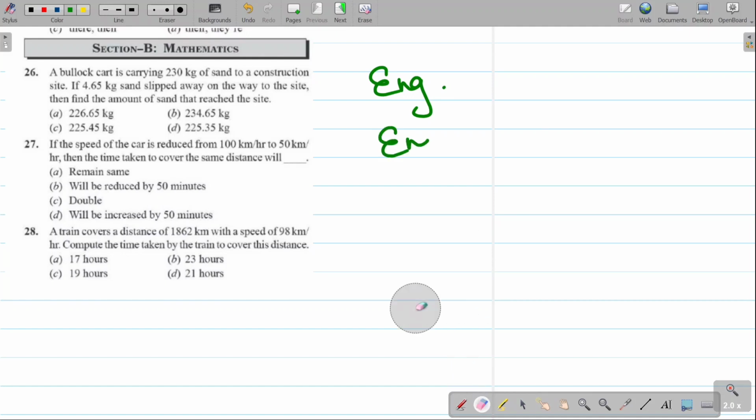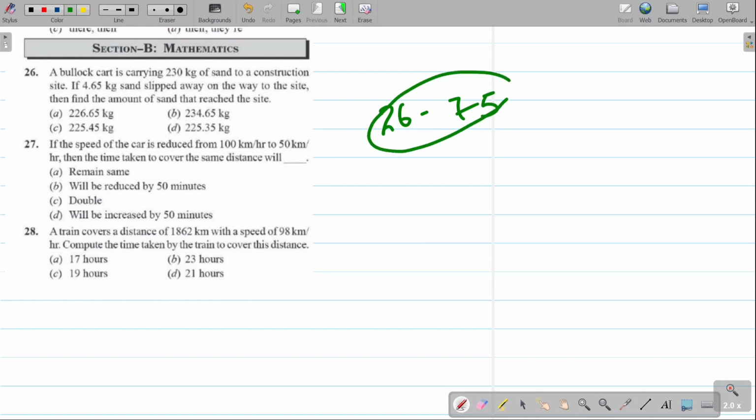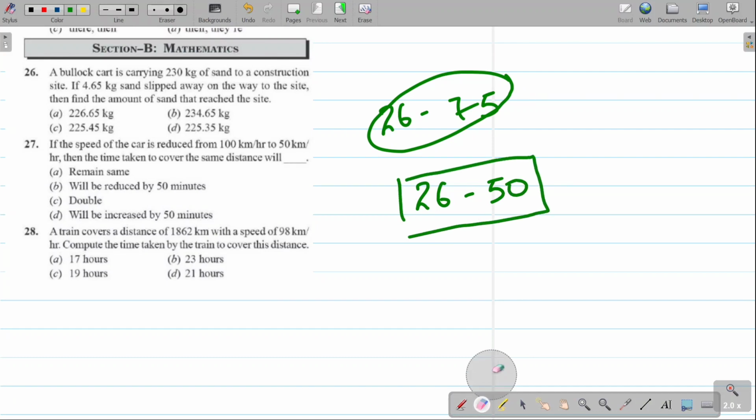In the maths section of this exam, various topics get tested like percentages, profit and loss, a bit of number system, geometry, not algebra, and some other stuff as well. A total of 50 questions is asked, from 26 to 75. In this video I will try to solve all the questions from 26 to 50, and I hope you will have fun along the way.